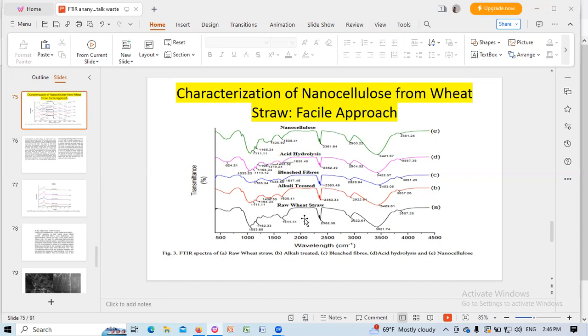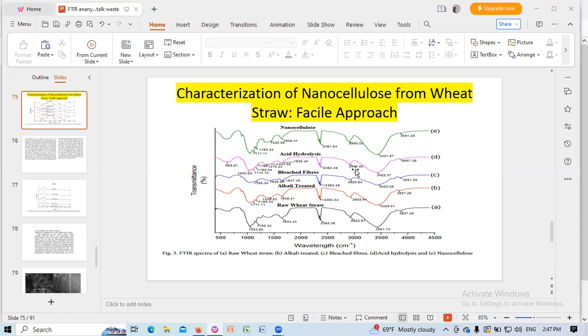In the region of 1430 to 1450, CH stretching, and 1370, CH or OH bending, and 1050 to 1060, this FTIR peak is for CO stretching. 897 per cm is CH deformation vibration of the nanocellulose.